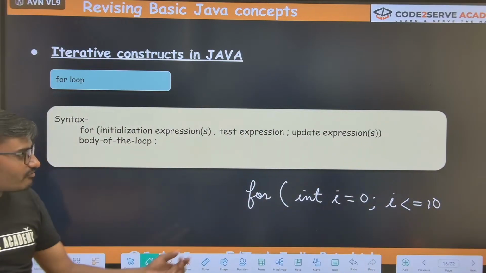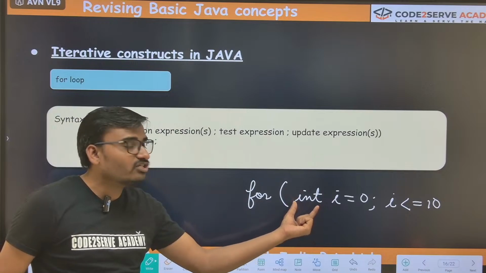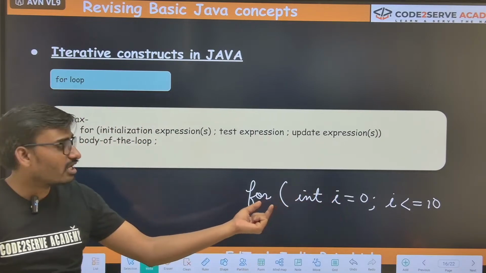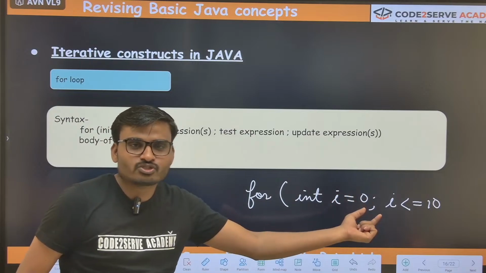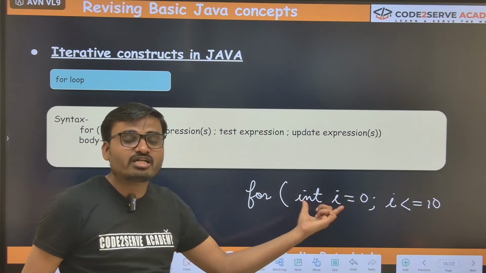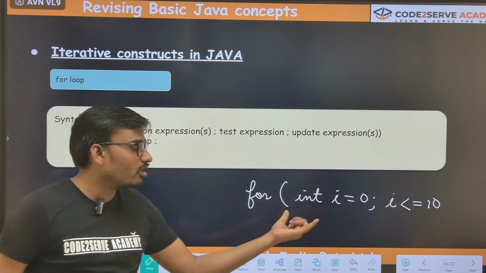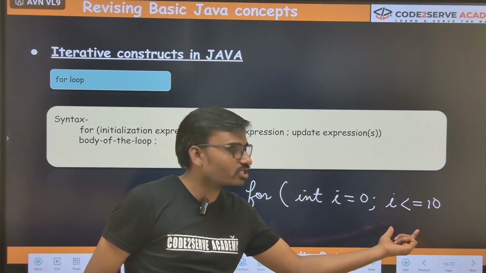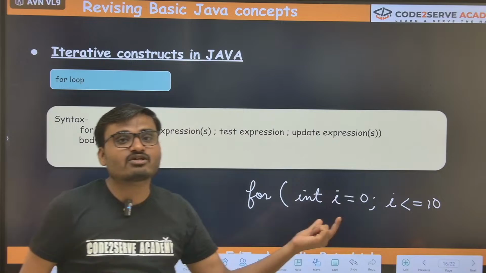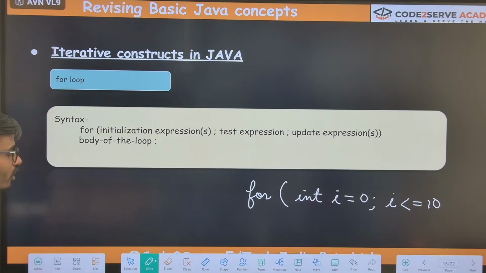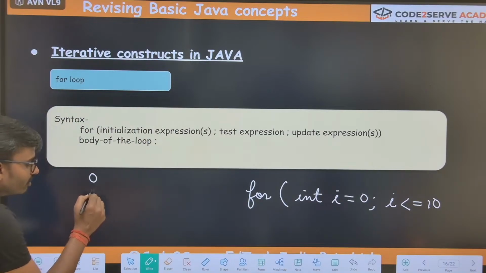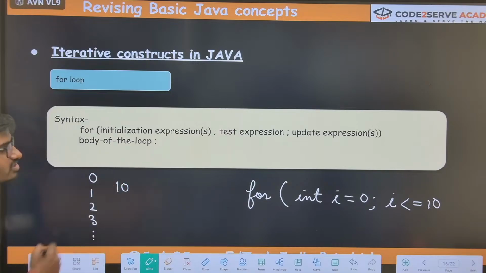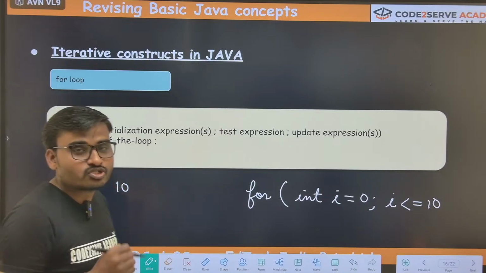All right. In the first part of the for loop, you will initialize some variable. You can initialize multiple variables: int i = 0, j = 1. You can initialize multiple variables in the first part. And in the second part, you can write multiple conditions. One condition is written like i should be less than or equal to 10. That means you are going to start from 0 and it will go 1, 2, 3, and when it reaches 10, the loop will be stopped.